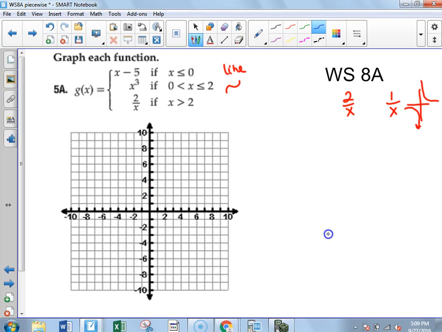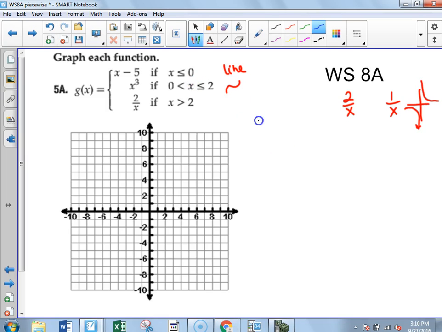On the test or quiz, I will stick with lines, absolute value, maybe, and a parabola. Those are probably the only 3 things I would put on there. And a constant, which is really a line, it's a horizontal line. Okay. This is x minus 5, and it says for values less than 0 up to and including 0.